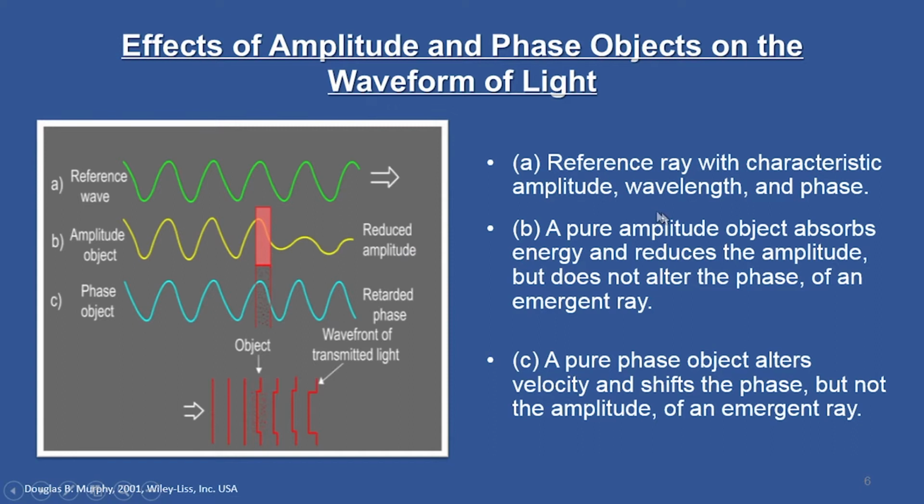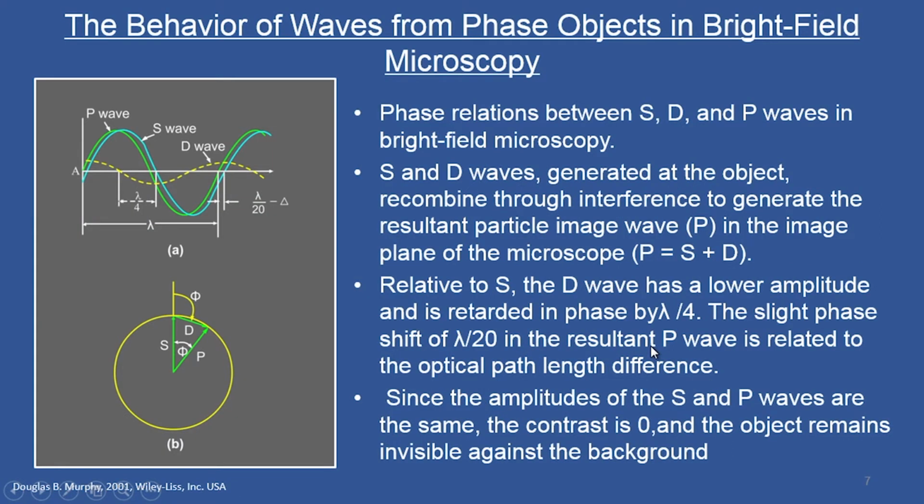So, let us make it clear what an amplitude object is and what a phase object is. And what we are going to see in this slide is the behavior of waves from phase objects in bright field microscopy. So, how are the phase objects going to appear in bright field illumination? You have to just have some background before you look into the schematic.